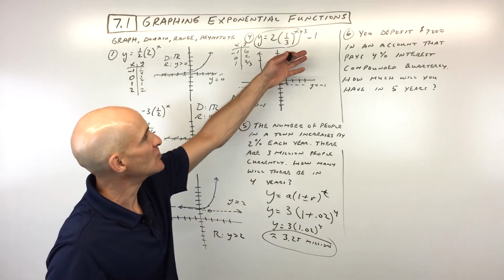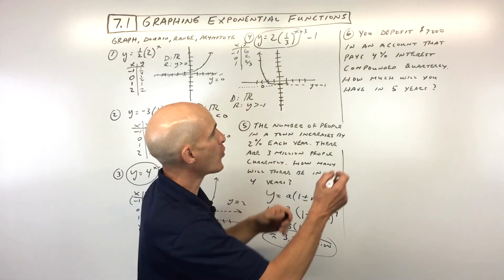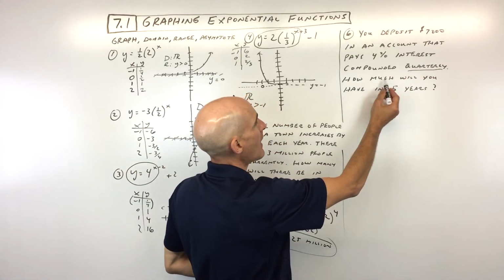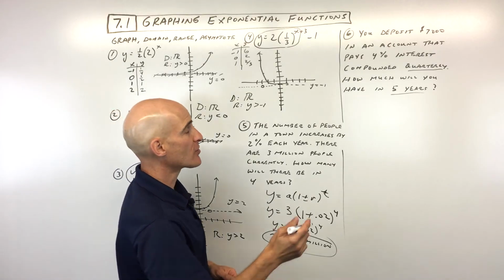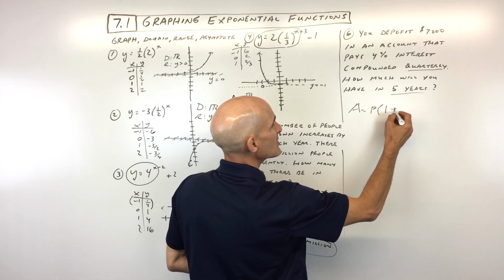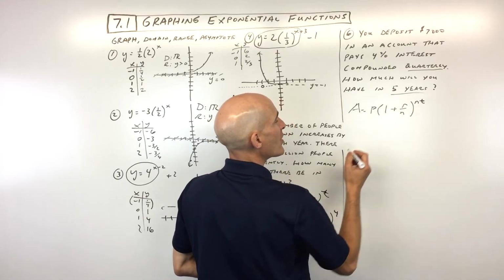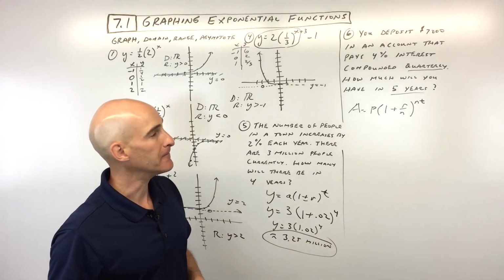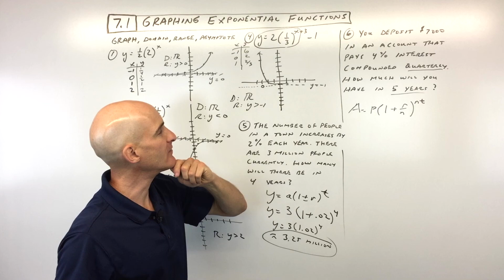Now, number 6, it says you deposit $7,000 in an account that pays 4% interest compounded quarterly. That's a key word there. How much will you have in 5 years? So what do you think for this one? Now remember your compound interest formula. And by the way, as you're going through this course, I hope you've been keeping a separate sheet for all these different formulas, just so you can review them, memorize them, and revisit them. But this is the formula we're using here. So what do you think? How much would you have in 5 years?